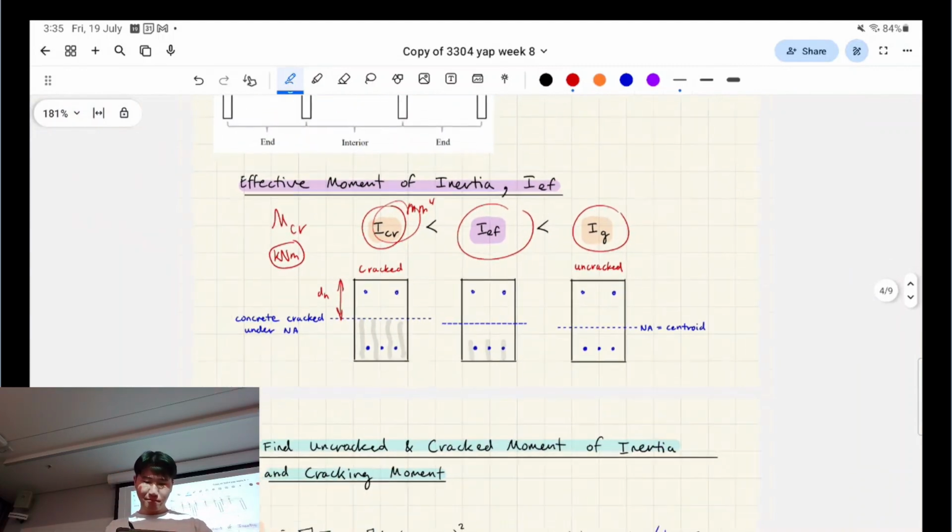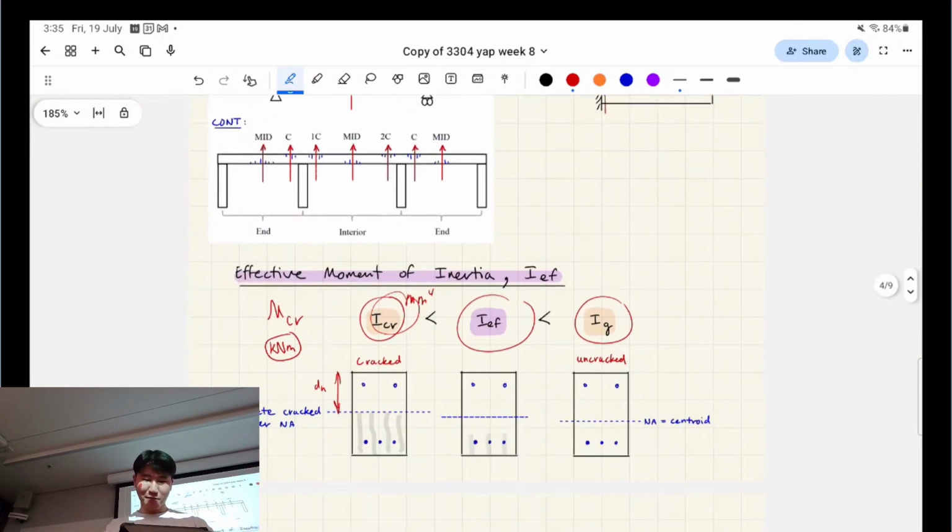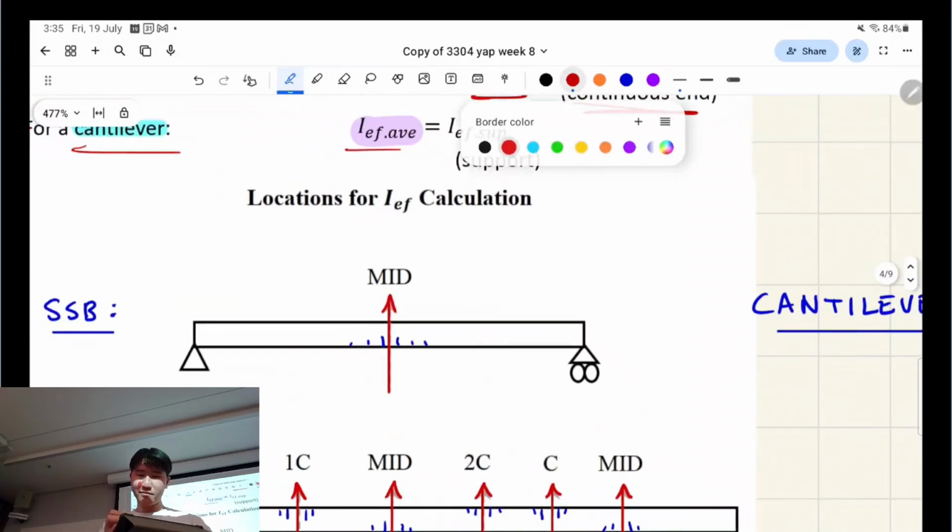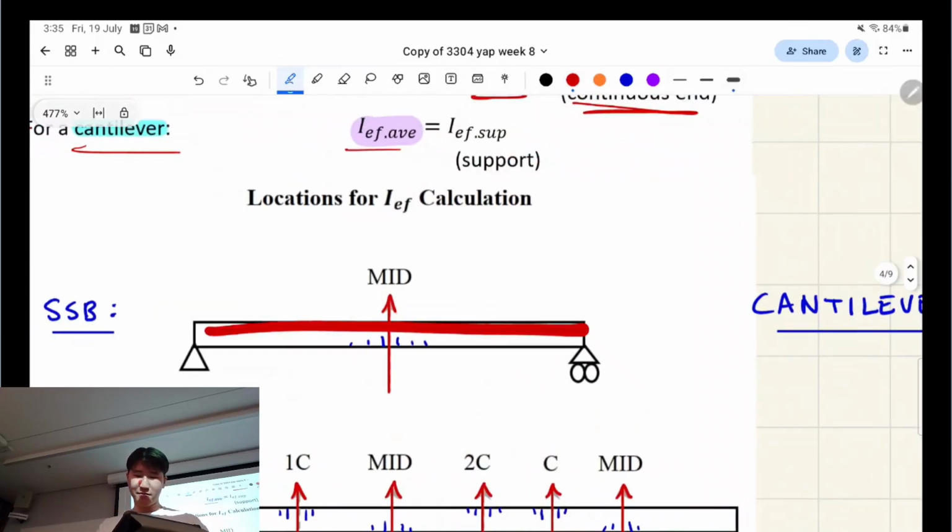Okay. You can think of effective moment of inertia as like an average of the entire beam, the span of the beam we care about. So all this here is uncracked, here is cracked, and then for the effective moment of inertia, we have a really complicated calculation for what this effectively is equal to, right? So this moment of inertia.